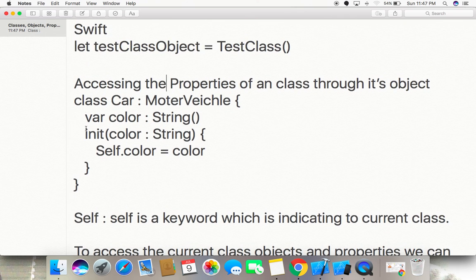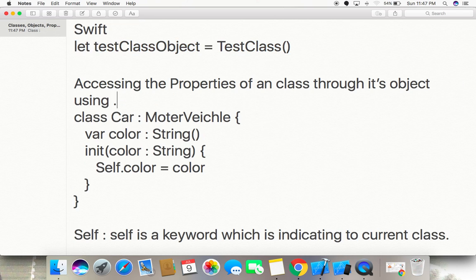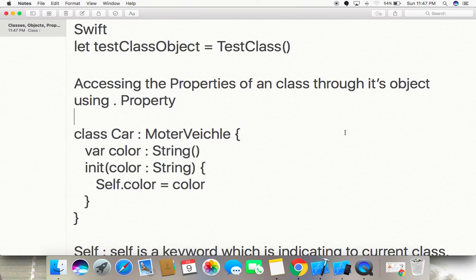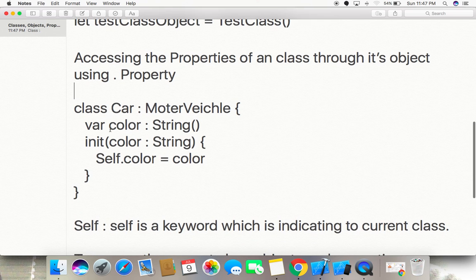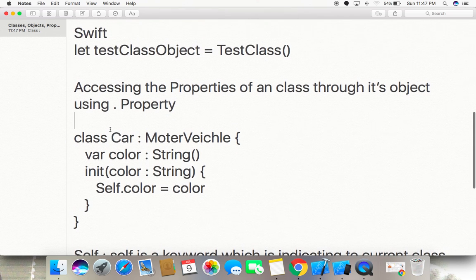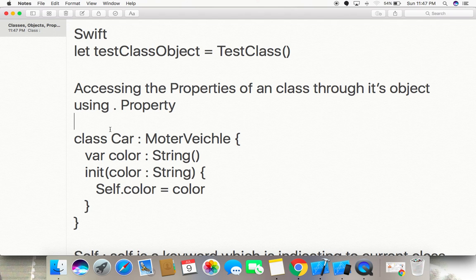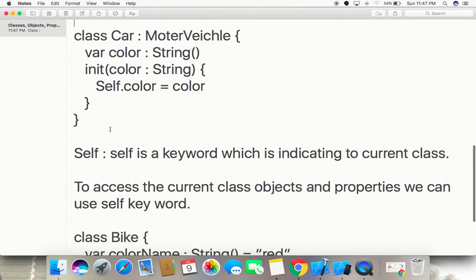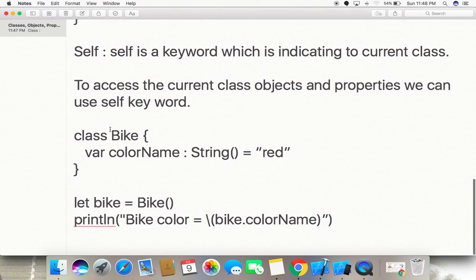Guys, make a note of this. How to create an instance of a class and how to access the properties through its object using dot property. Make a note of this. You can pause this and make a note of this.